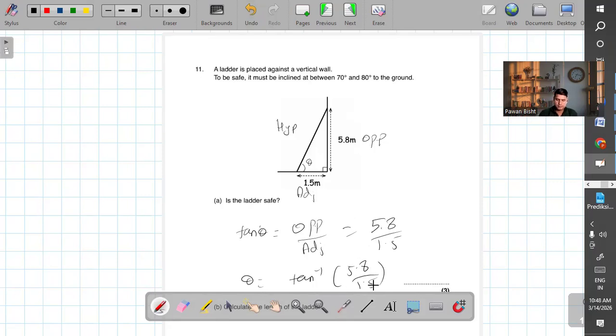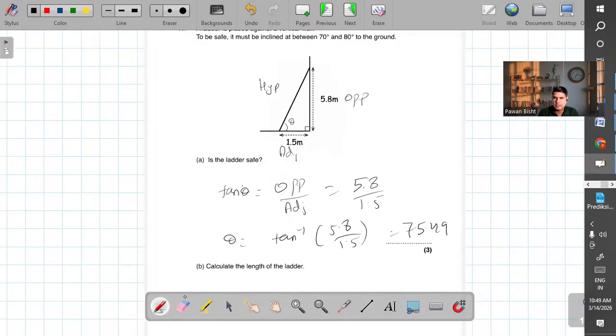Use your calculator. Tan inverse 5.8 divided by 1.5. The angle is coming 75.49. So to be safe, it should be between 70 and 80. The angle is coming between 70 and 80, 75.49. So we can say, yes, the ladder is safe. Yes, the ladder is safe.